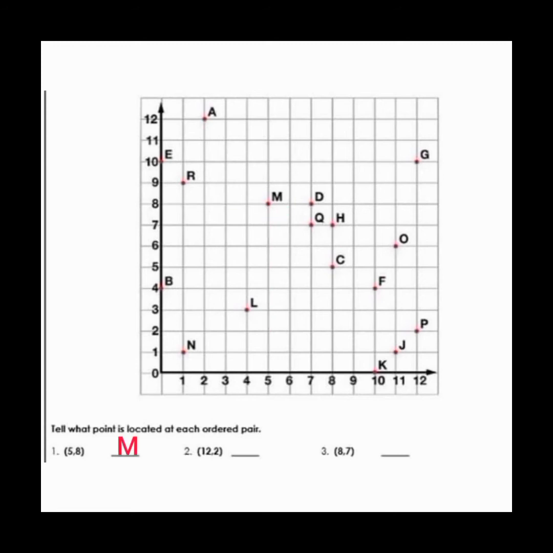Looking at number 2, the coordinates say 12, 2. So looking at the x-axis, it's 12, and looking at the y-axis, it's 2. So we're going to look where the 12 and the 2 meet, and the letter there is letter P. Problem number 3, we can see the 8 is on the x-axis, and the 7 is on the y-axis. So we're going to see where the 2 meet, and the letter there is the letter H. So let's continue on to the next problem now.